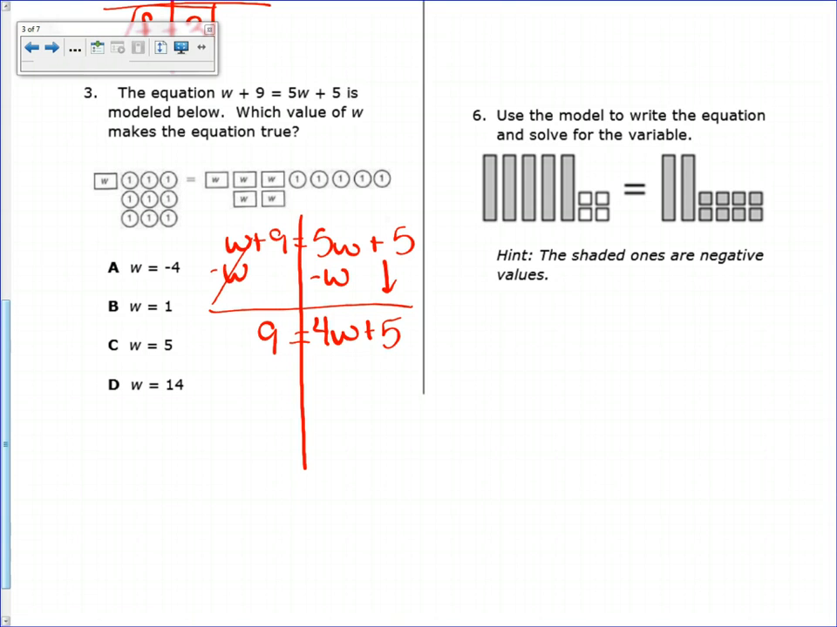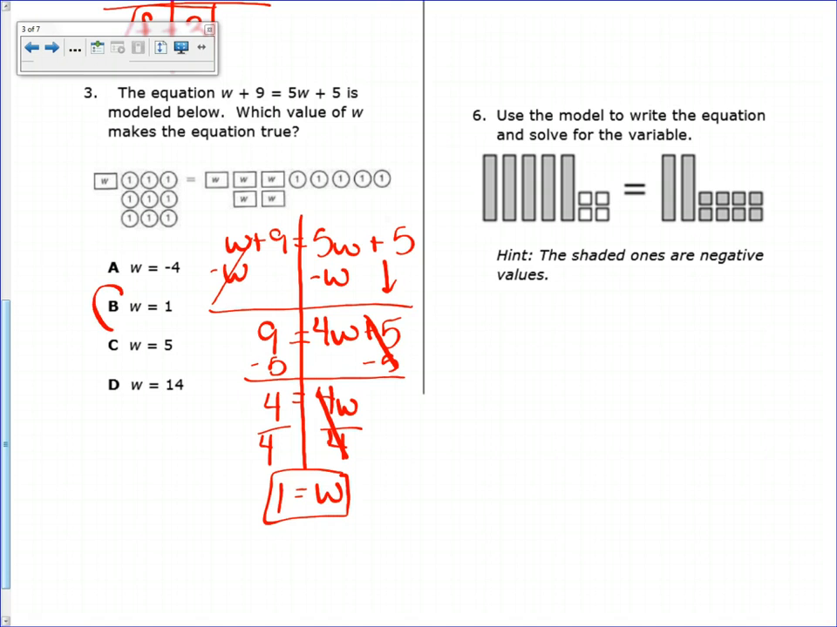Now, because all of my w's are on the right, I'm going to subtract 5 and get my constants on the left. 9 minus 5 is 4, equals 4w. And then lastly, divide by 4. We get w equals 1, which is answer choice B.